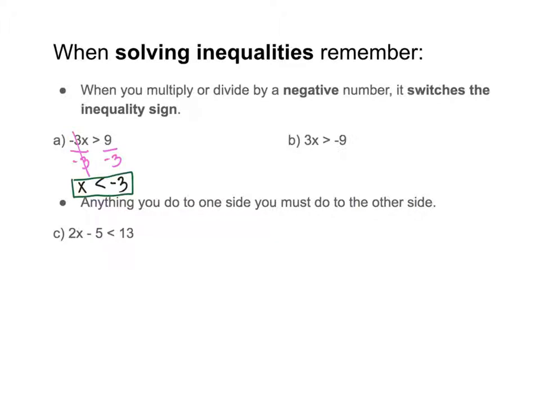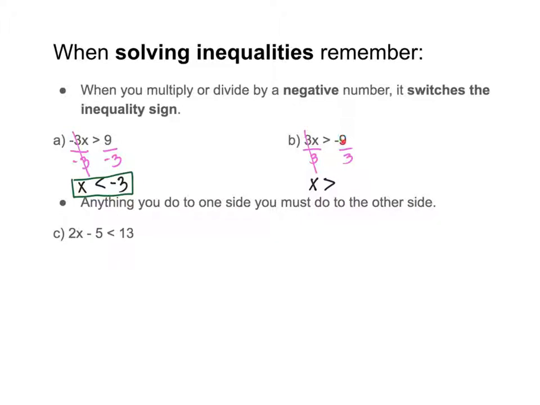I do want to point out with this problem here, just so that we are clear. So we're going to do this problem very similar to the one we just did. We have to get the x by itself, so we're going to divide by 3. And this time, I'm dividing by a +3, right? This one here is a +3. So when it's a positive number that you're dividing by, you do not need to switch the inequality sign.